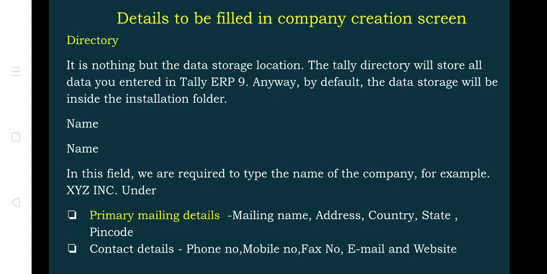And then next is the contact details: the phone number, the mobile number, the fax number, the email and the website address. These have to be given as contact details. This is common for every company we build. In the same way, when you build a company in the software, you also have to create all this information.